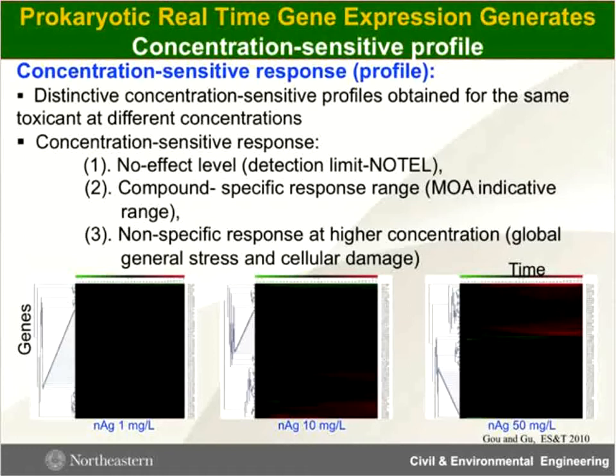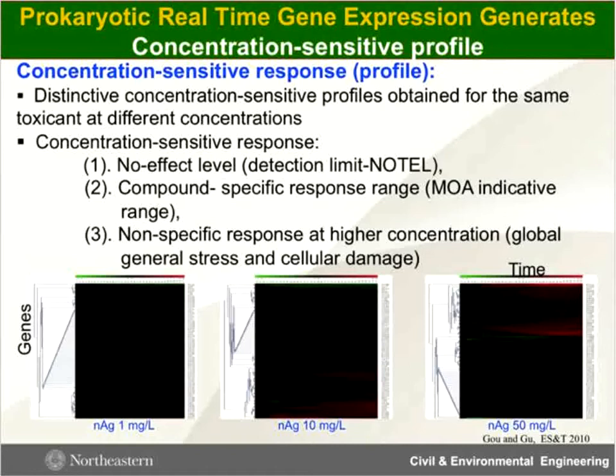Above the detection limit, before you hit another high point in between, the response is relatively compound specific, which means it is linked to its MOA. But once you hit a certain saturation point, it's almost like the cell is trying the best it can to respond, and beyond that point it almost has to lead to phenotype, or the damage becomes entirely global, which masks the specific response associated with MOA, and then you lose the specificity.